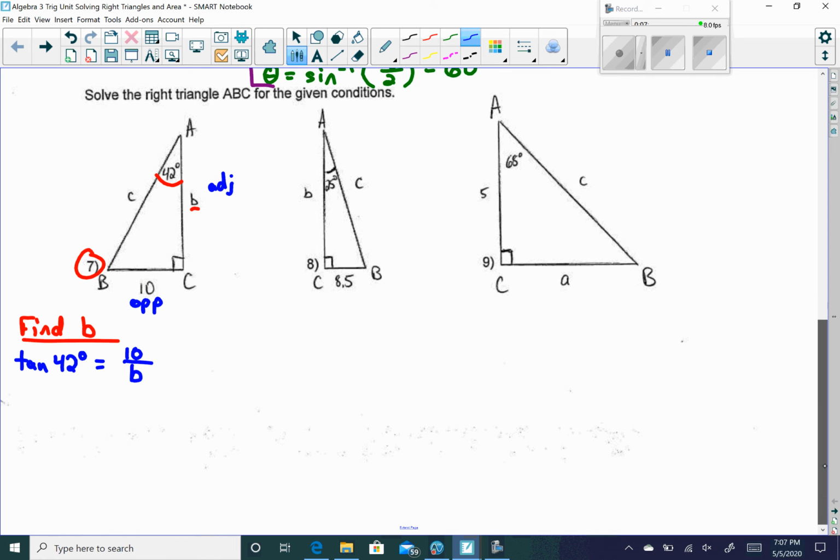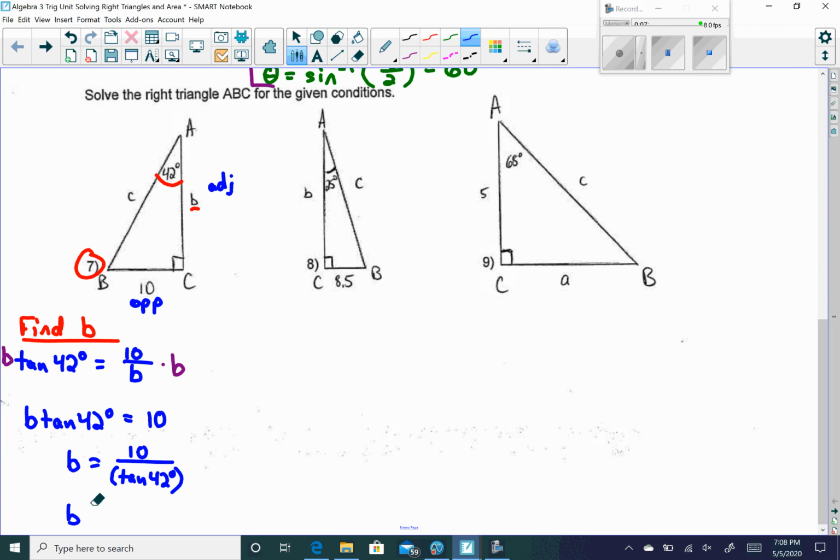So now my B is in the denominator, so all I really need to do is switch 2 things around, but I'm going to do this step by step. First, I want to multiply both sides by B to get it out from underneath the denominator. So I'm going to have B times tangent of 42 degrees is equal to 10. Now to get B by itself, I just need to divide by tangent 42. So B is equal to 10 divided by, and very carefully make sure that tangent of 42 is in parentheses in your denominator, just so we don't make any mistakes on the calculator. So go ahead and type this in.